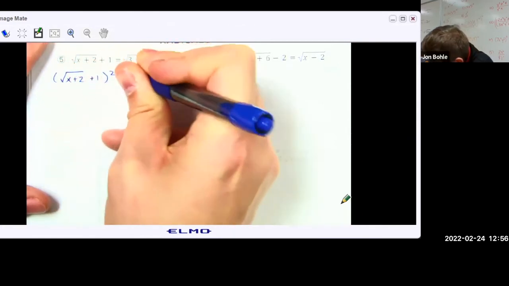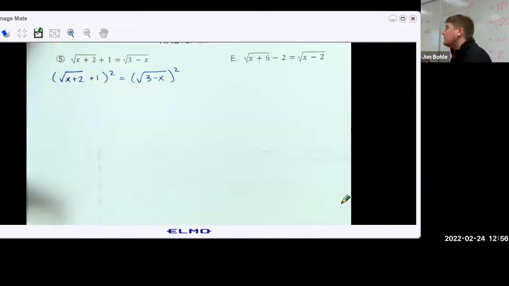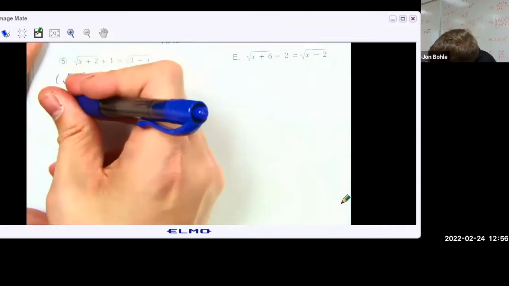Notice how I'm writing this. When you square sides of equations, you're squaring the entire side. What happens on the right-hand side? It cancels and I'm left with? Nope, on the right side. I haven't talked about the left side yet. 3 minus x.